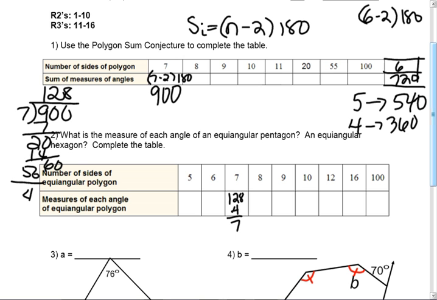So like 540 for the pentagon. If you divide 5 into 540, how much is that? 108. How about the hexagon? How big are those angles? Equiangular. 6 into 720 is 120. Okay, so those charts should be filled in.